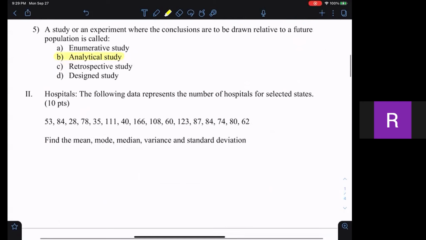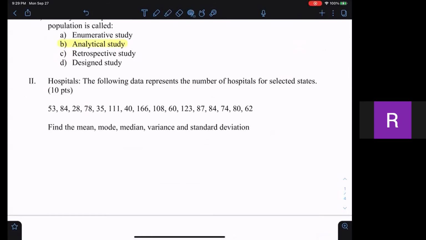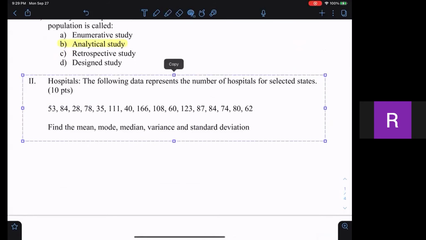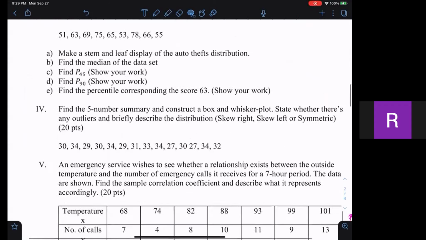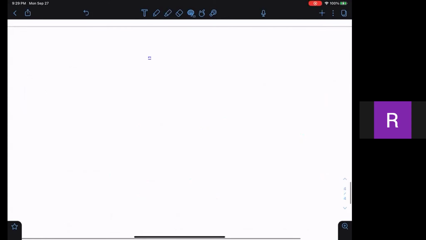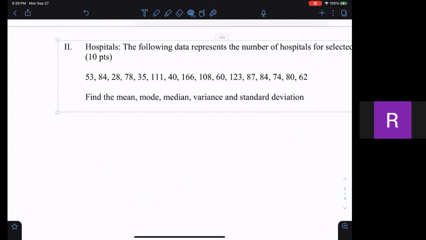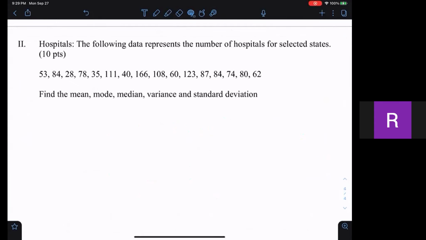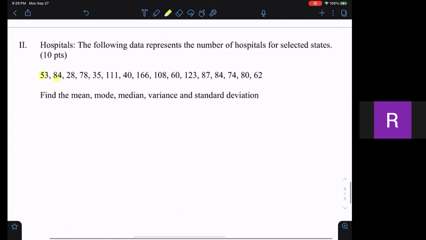Yeah, so let's do this. This is also straightforward, I believe. So let's go down to the bottom. They want you to find the following: the data represents the number of hospitals for selected states. They give you all these values. Let's count them: 1, 2, 3, 4, 5, 6, 7, 8, 9, 10, 11, 12, 13, 14, 15, 16.